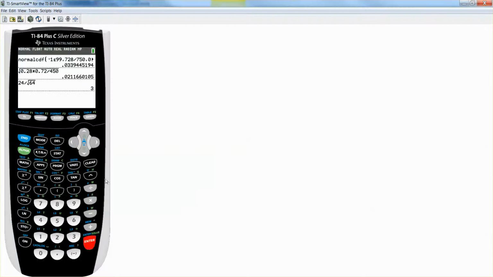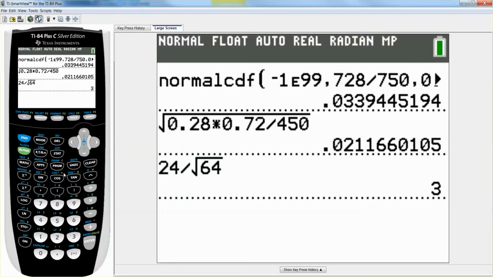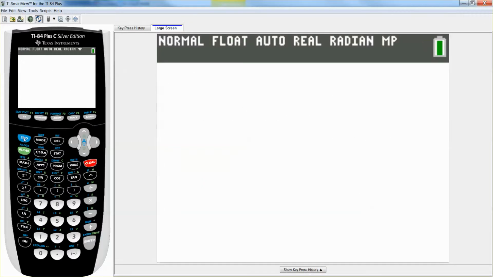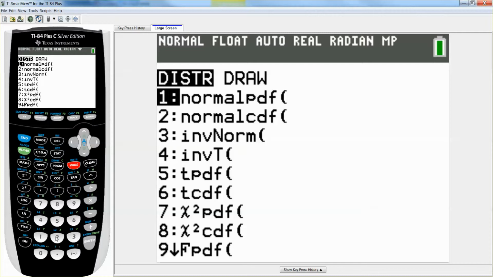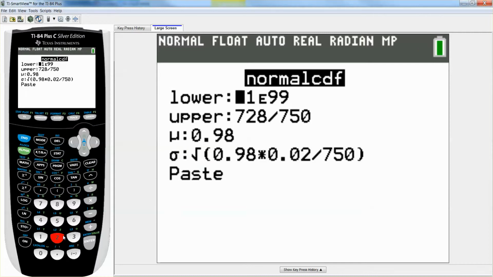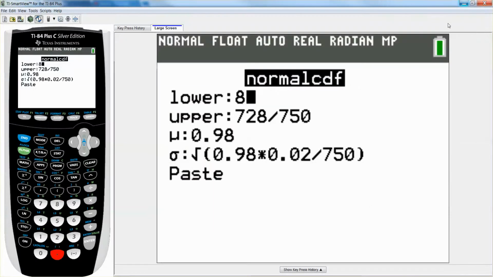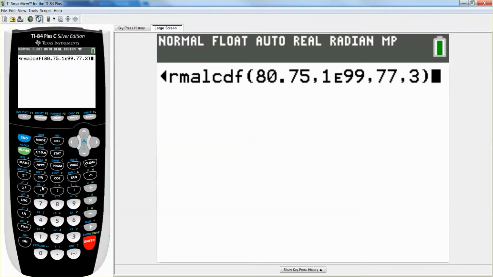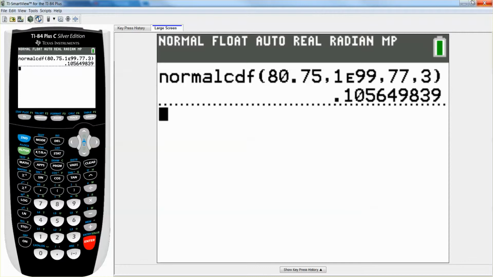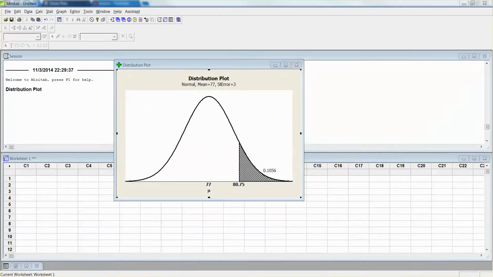So let me grab the calculator and give you that screen. Okay, so clear all this out. Second distribution, number 2, normal CDF. You want to say 80.75, was that what it was? Yeah, 80.75. Then 1E99. E is above your comma. Then 77, and then 3. Paste. Enter. And you get 0.1056, just like Minitab thought it was.